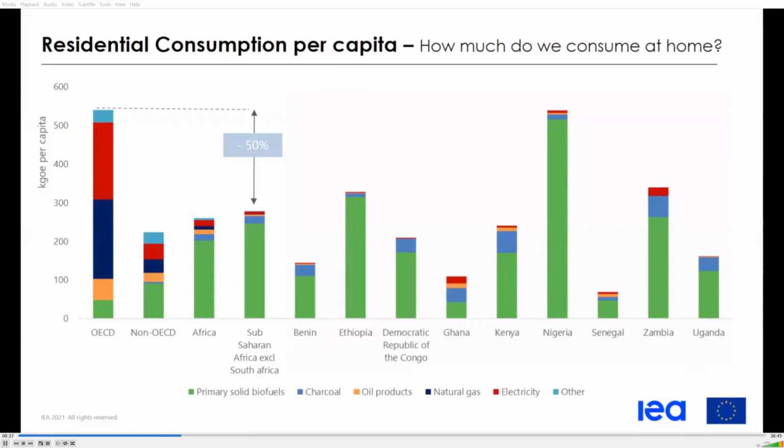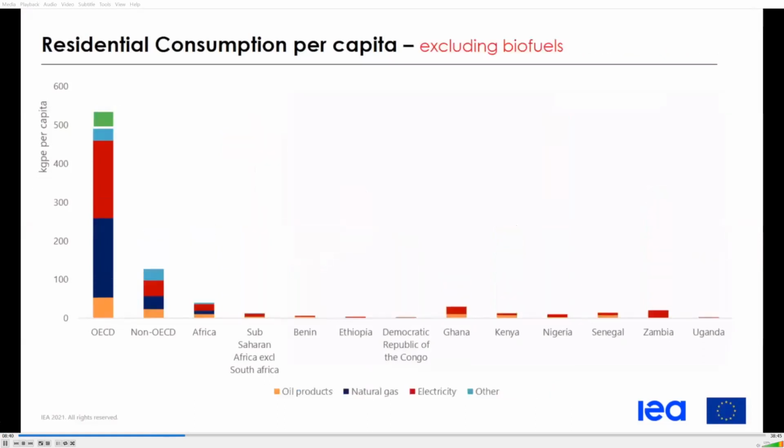However, the use of traditional biofuels in sub-Saharan Africa is quite large and inefficient, and the useful energy consumed per capita is much lower. This is how the picture looks if we exclude solid biofuel consumption, which is very inefficient, consumption per capita in sub-Saharan Africa. We see that the gap with the OECD is even higher and consumption per capita is very low.